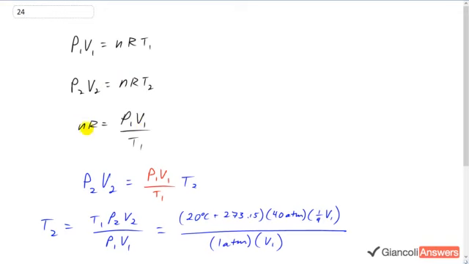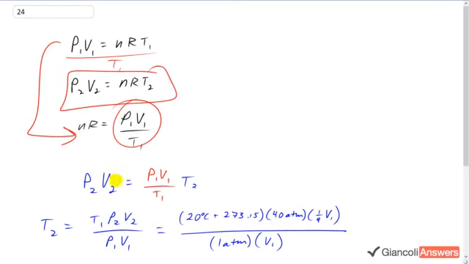So nR is P1 V1 over T1 if you divide both sides of this by T1, and then we can substitute this in place of nR in the second formula. So we have P2 V2 equals P1 V1 over T1 times T2. And then we can solve for T2 by multiplying both sides of this by T1 over P1 V1. And the P2 V2 gets multiplied by T1 over P1 V1, and the T2 gets isolated, and then we switch the sides around.